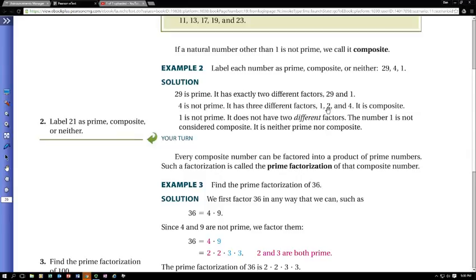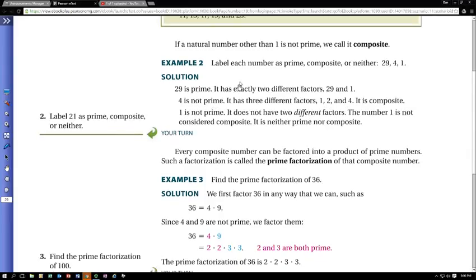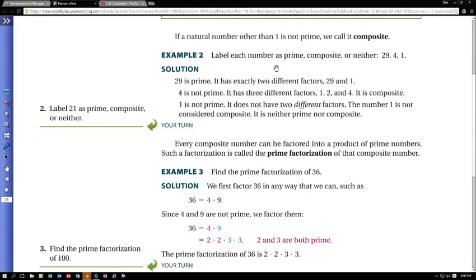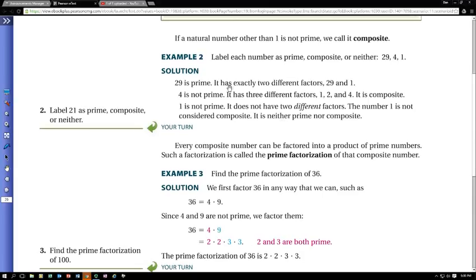Once I find a third factor, I know that it's not prime, and that's what they're asking us, is to say whether it's prime, composite, or neither. Well, and here comes that 1 thing. 1 is not prime. It does not have 2 different factors, and so on. So they kind of covered all the bases with that example.